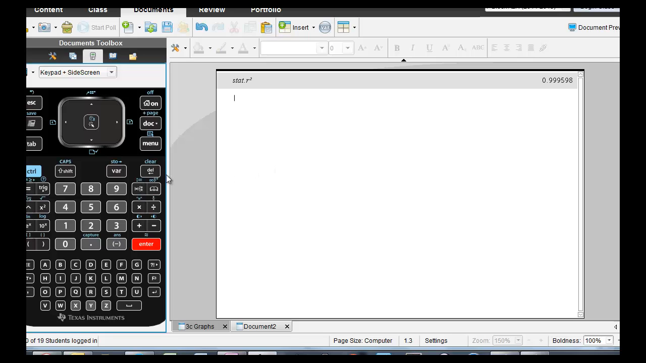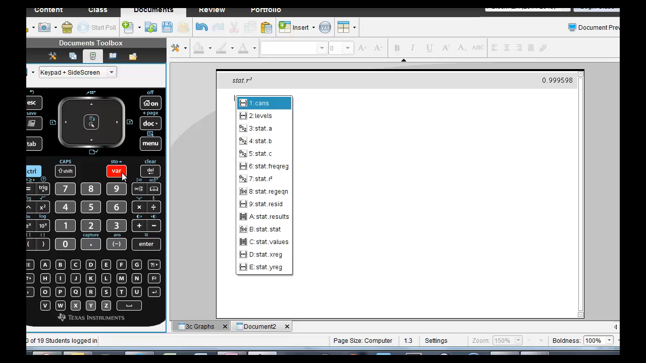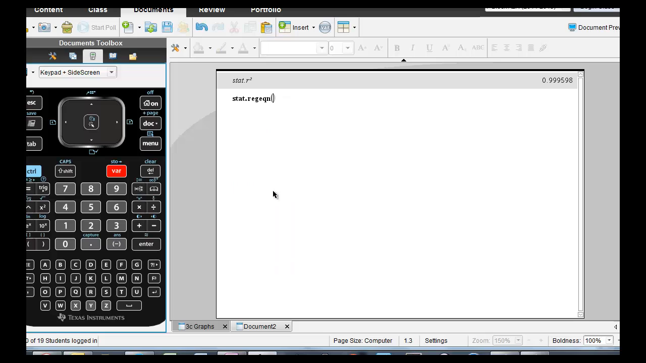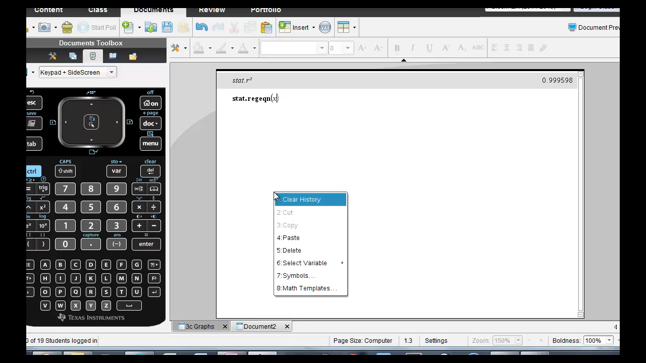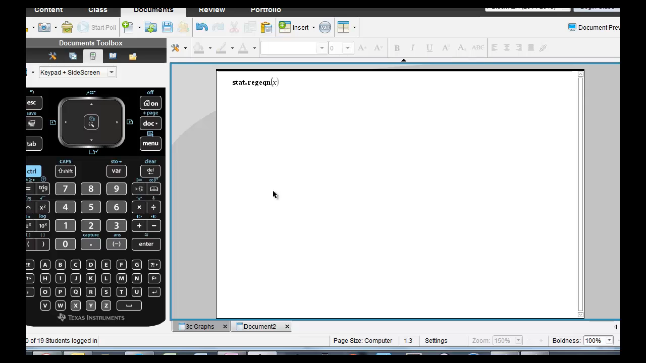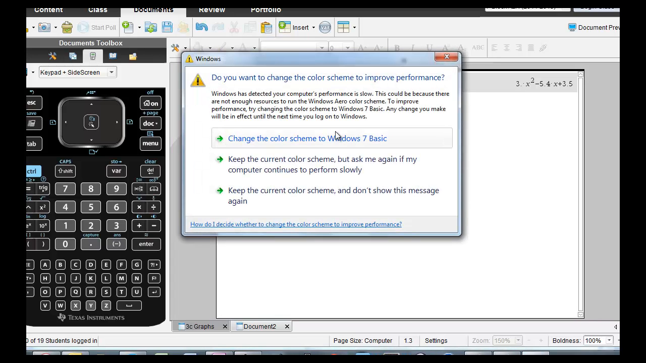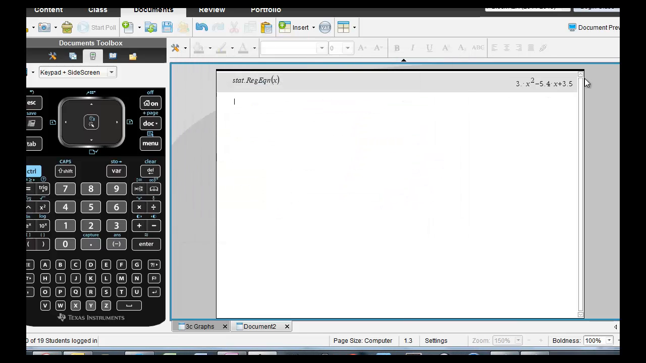I wonder what the equation is for this. Well, I can print out the regression equation. The regression equation, when I put an x in, is 3x squared minus 5.4 times x plus 3.5. So maybe that's a good equation to use.